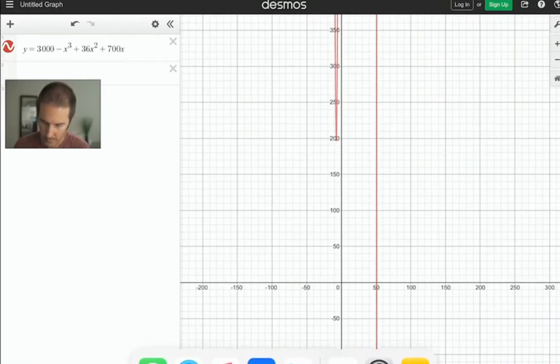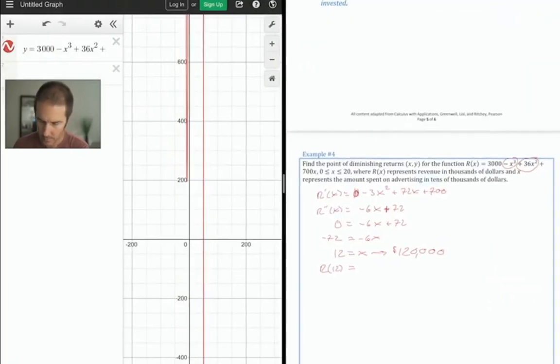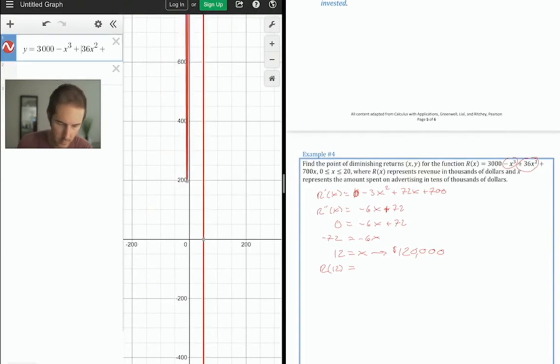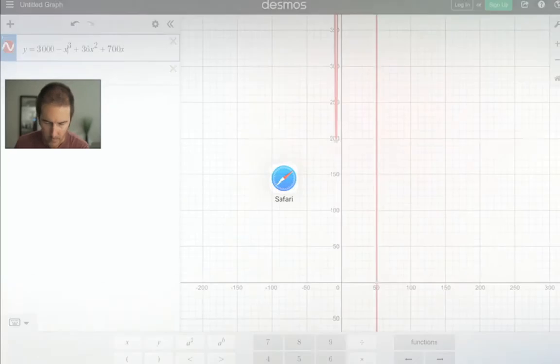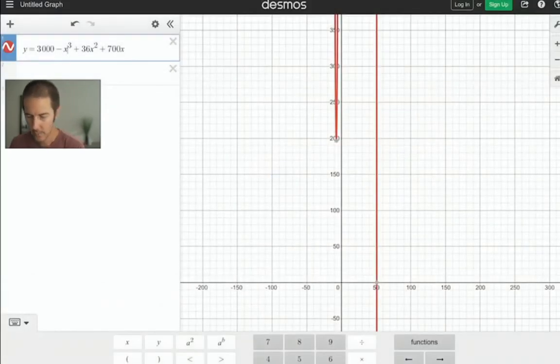I'm pretty sure I did. I just want to double check before we keep talking about it. There's the 3,000 minus x to the third plus 36x squared plus... how do I screw that up? It should say plus 700x. It says plus 700x. Okay.